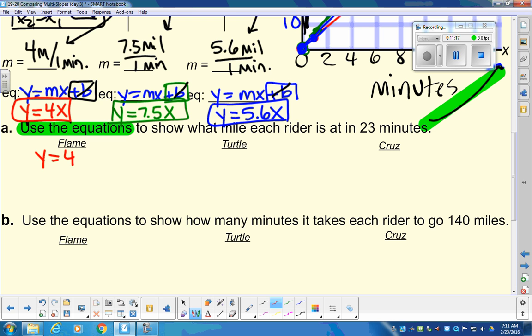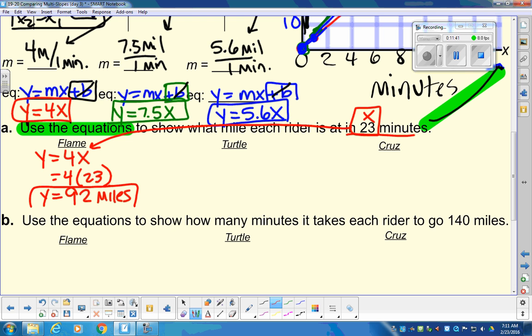Here's my equation. What's happening at 23 minutes? Well, 23 minutes is our x. Because minutes is our x, we're going to substitute. So we have 4 times 23. So what happens at 23 minutes becomes 4 multiplied by 23. Go ahead and type that in your calculator. You have 4 multiplied by 23, and you end up with 92 miles. So our coordinate is (23, 92). That's minutes and miles. So Flame has traveled 92 miles in 23 minutes.